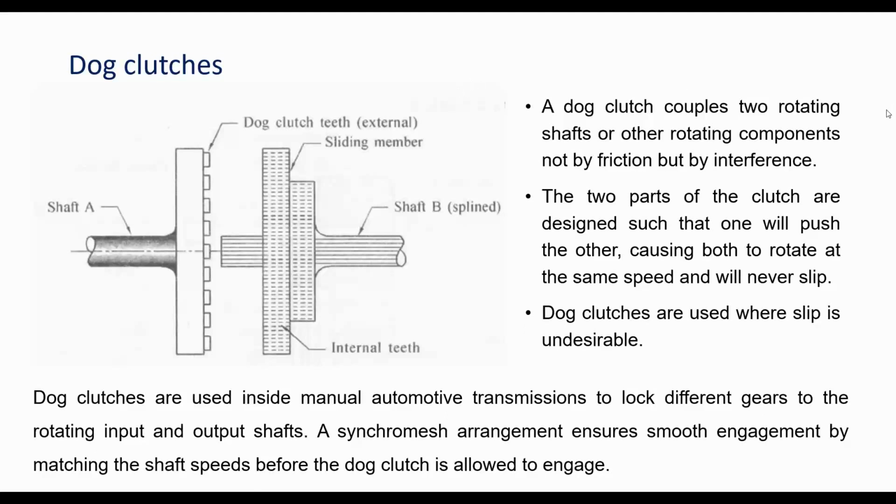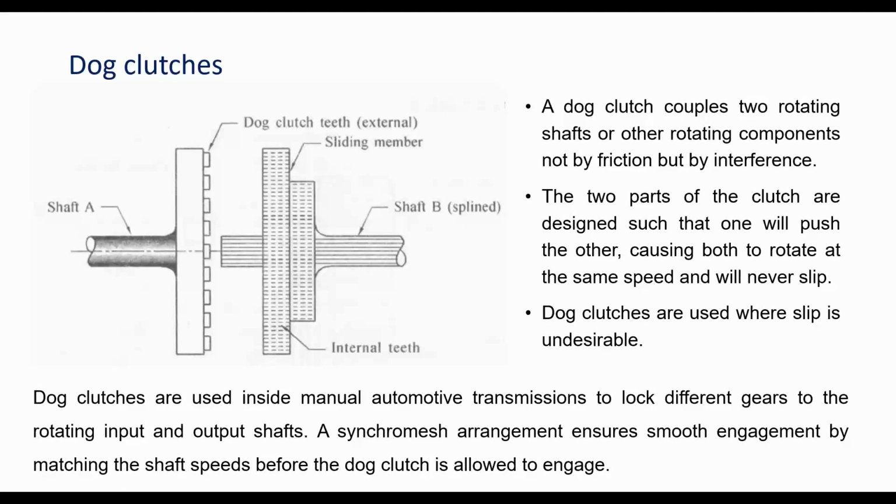Okay, I think we'll move ahead. A dog clutch couples two rotating shafts, or other rotating components, not by friction but due to interface. It is like a gear mechanism. So earlier in the principle of operation of clutch, the two plates were held together because of frictional force. But here it will not be a frictional force. There will be a gear-like teeth mechanism and a sleeve. With the help of that gear-like mechanism, it will be attached. That is why it is called a dog clutch.